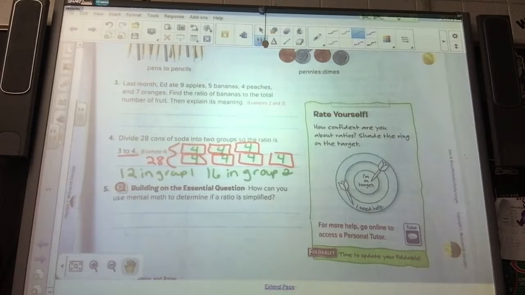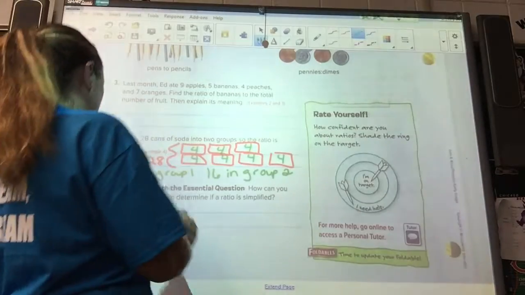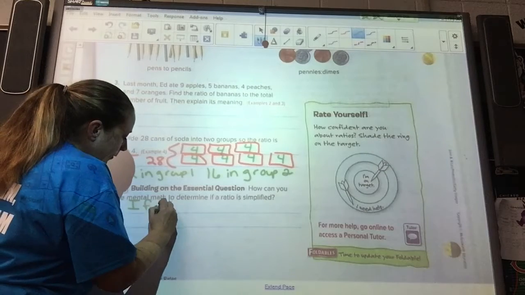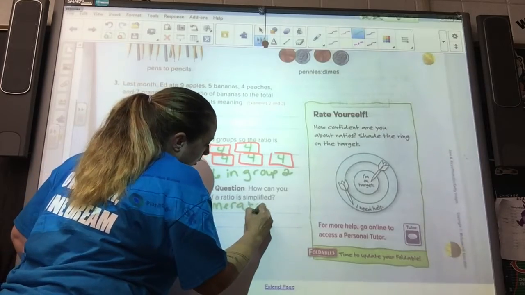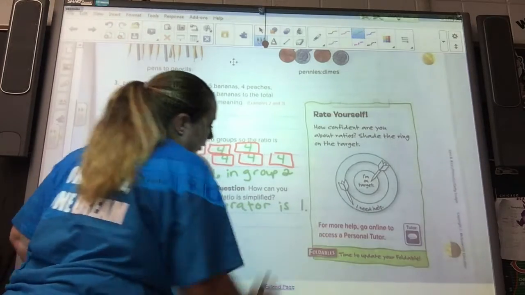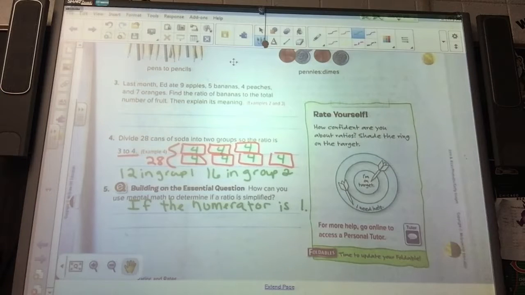All right, how can we use mental math to determine if a ratio is simplified? Well, if that fraction is in simplest form, the greatest common factor of the numerator and the denominator is 1. So, mental math to determine if the ratio is simplified. Simple enough. If the numerator is 1.